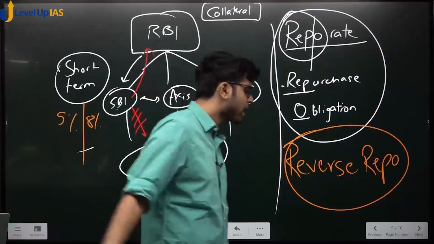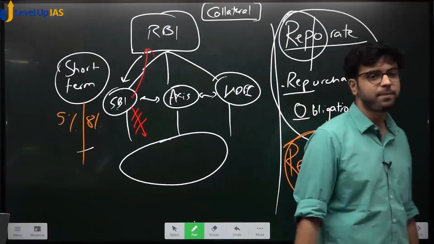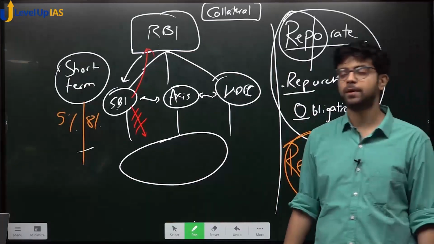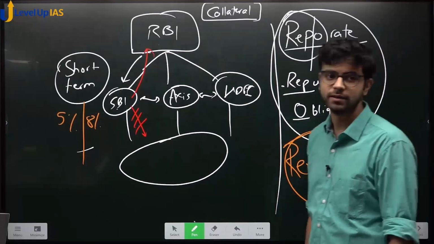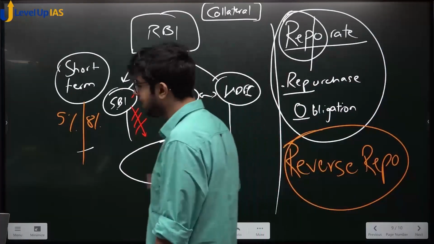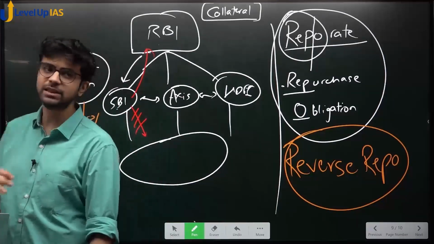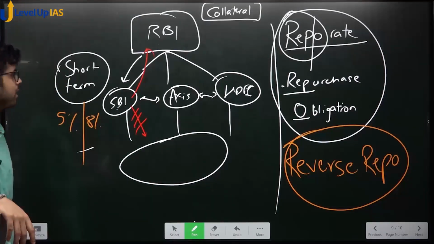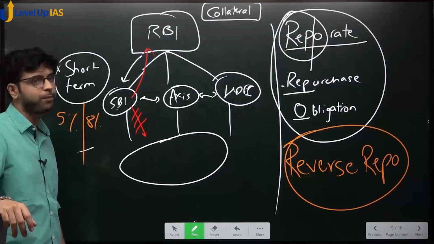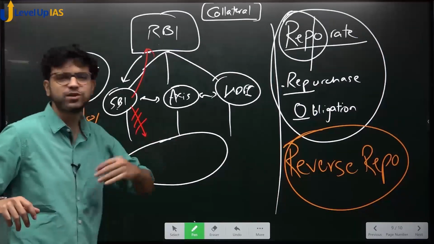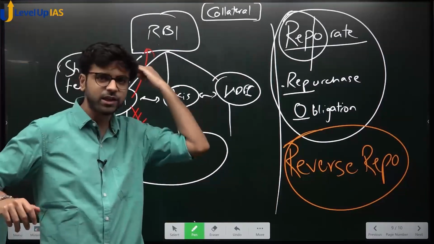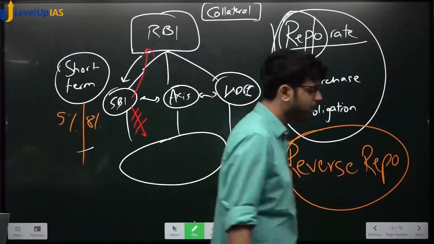Okay. If RBI wants to increase money supply in the economy, what would it do with the reverse repo rate? It would reduce the reverse repo rate, making it less attractive. RBI tells them, please don't keep money with me, lend it out. जाने दो. ठीक है? Don't keep it here, go outside.